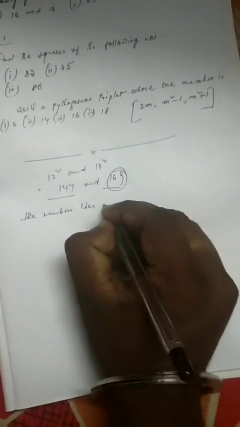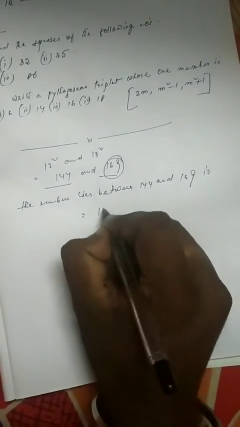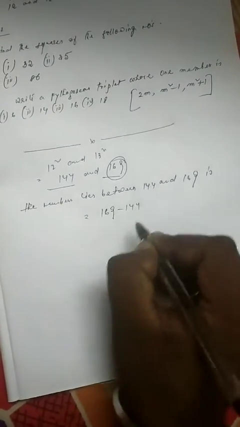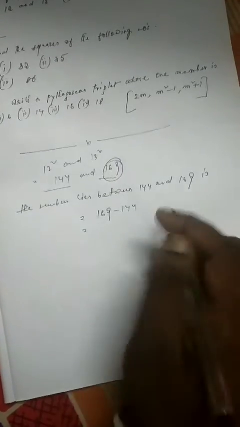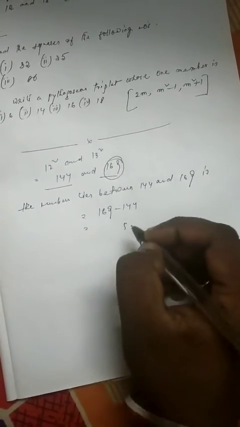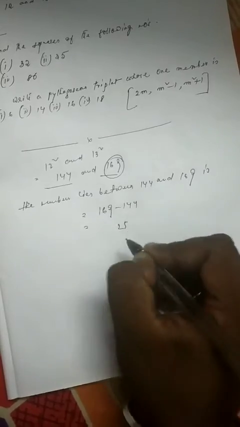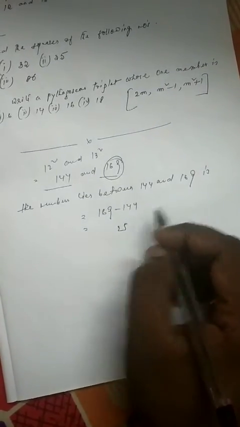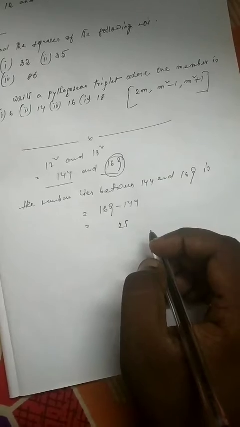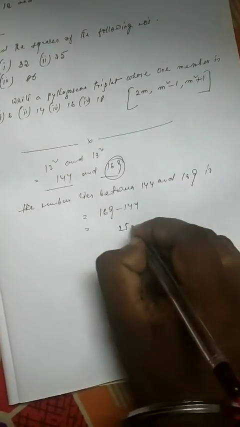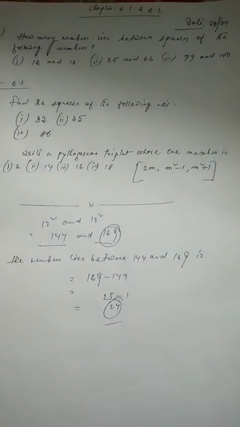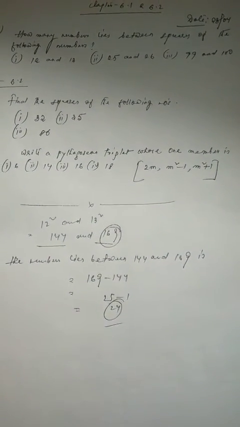The numbers that lie between 144 and 169 equal 169 minus 144, which is 25, and finally we are going to subtract 1: 25 minus 1, there are 24 numbers, because when we start counting from 144, it means 145 like this.